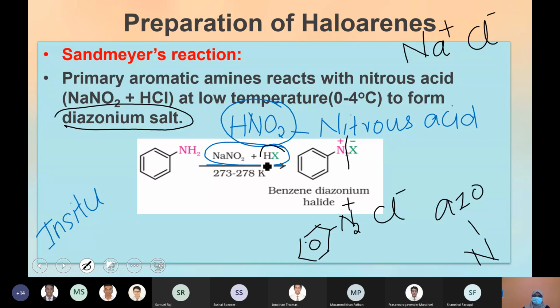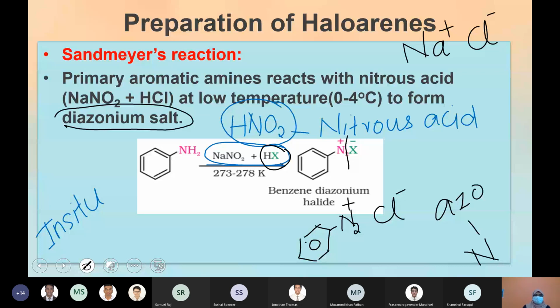If you take HCl, you will get Cl minus. If you take HBr, then it will be N2 plus Br minus. So whatever halide you are taking, that is what you will get. Mostly we take HCl, 99.9% of cases we take NaNO2 and HCl. So what you get is a diazonium salt. NaNO2 and HCl react together and form HNO2, and that HNO2 is the necessary condition for the reaction.